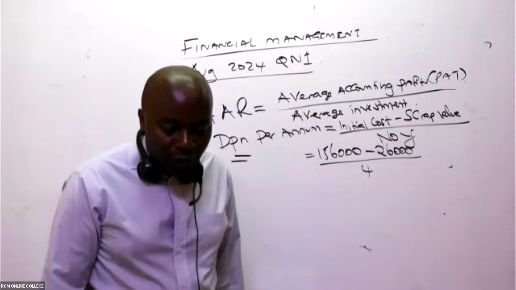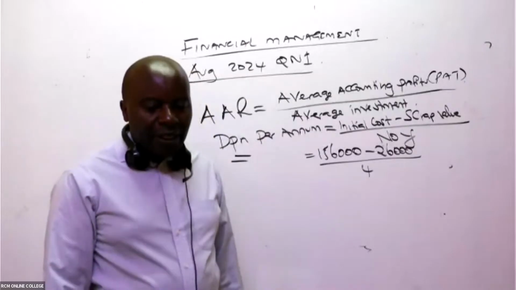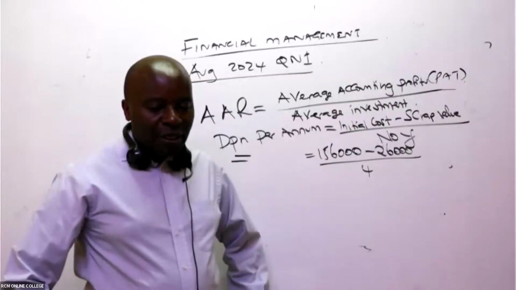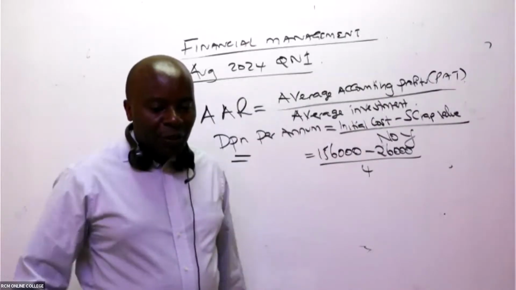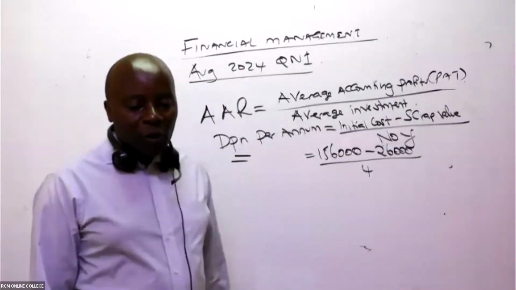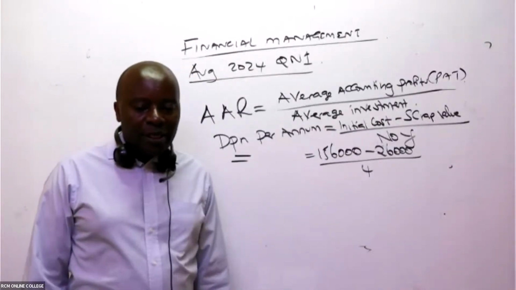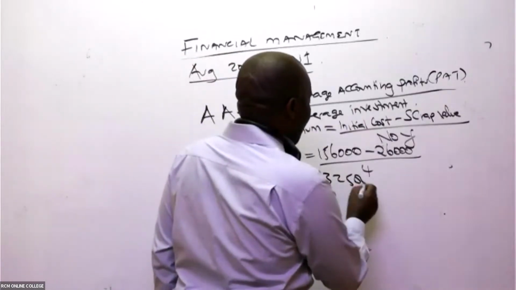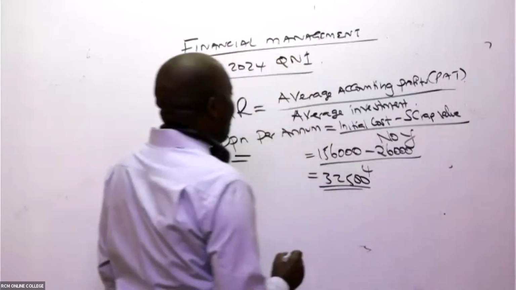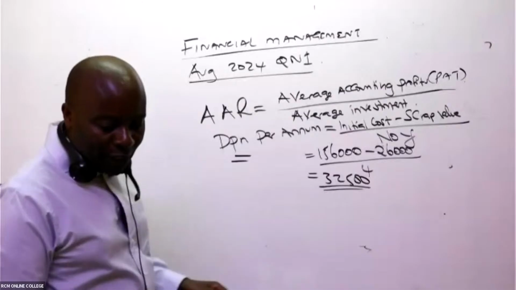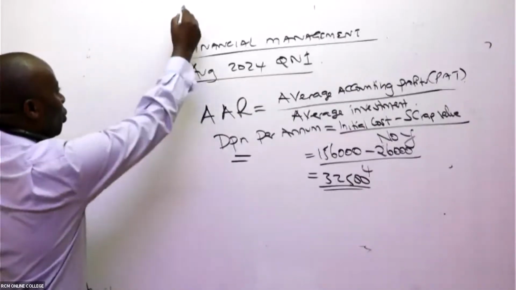Yeah, according to Tunde, this asset is losing 32,500 every year. Is there someone else who can confirm that this figure is correct? Always like us working together, 32,500. So this gives us 32,500. Now, ladies and gentlemen, this was the first thing that you ought to have done.